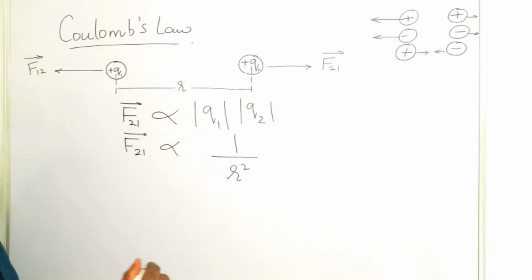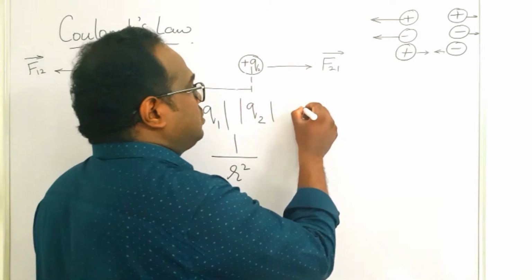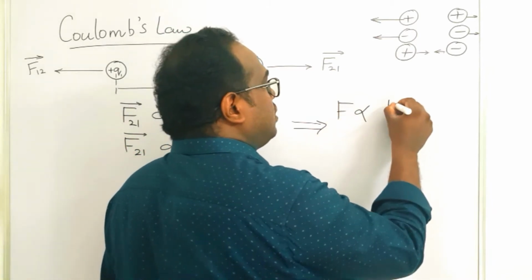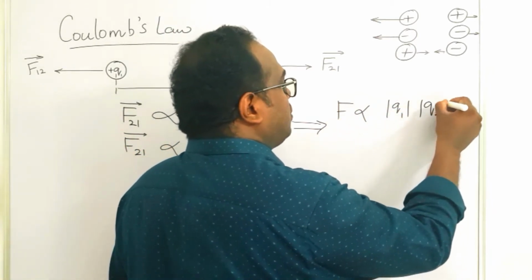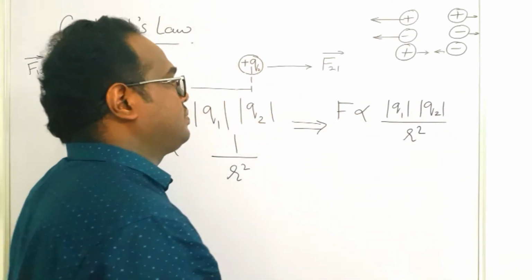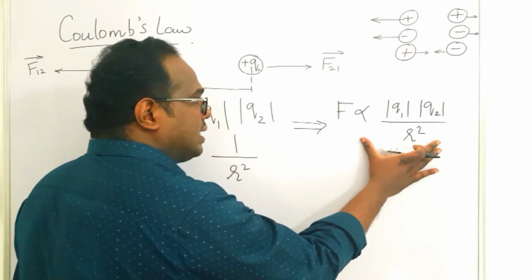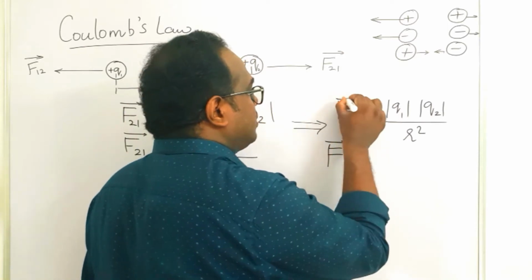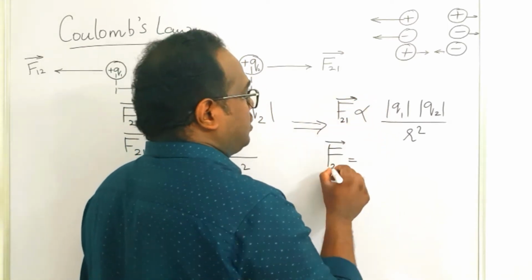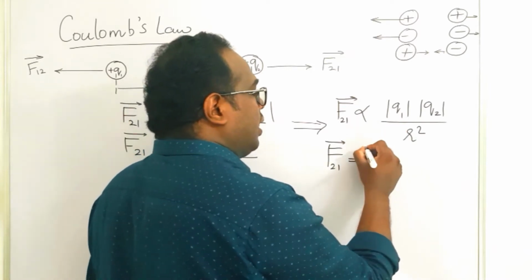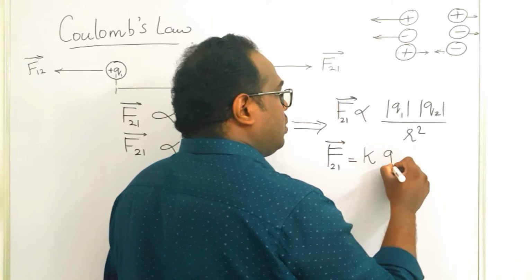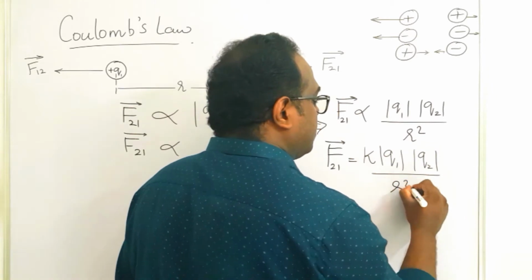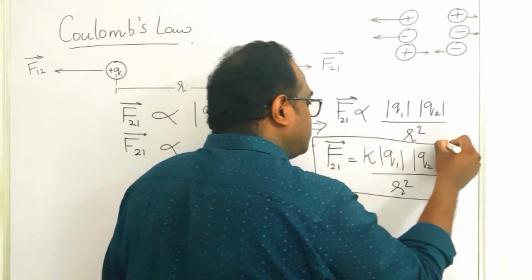Clear? So we can combine these two statements. It will become F proportional to mod Q1 mod Q2 divided by R square, correct? We can write this as an equation by introducing a constant to it. We are writing this for F21. F21 is equal to a constant K into mod Q1 mod Q2 divided by R square. So this is the equation for Coulomb's law.